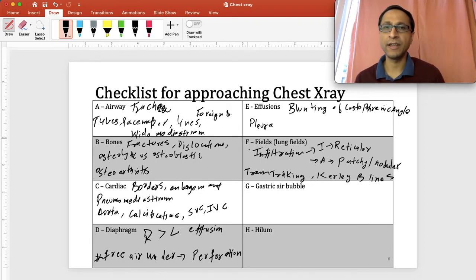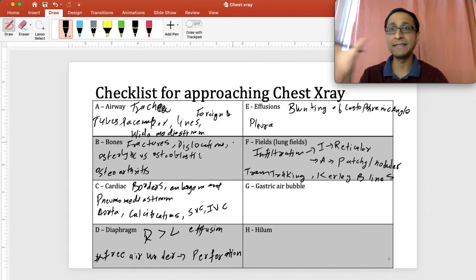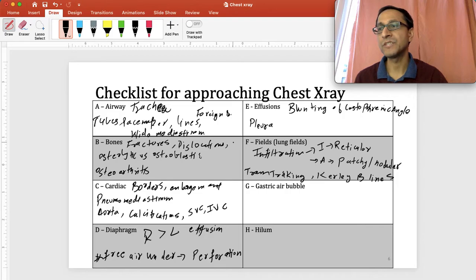G is for gastric air bubble. We saw that in one of the previous slides. Check that it's in the correct position, that it's on the left side and not the right side. Sometimes you can also find a hiatal hernia. So let me first write down gastric air bubble on the left side. Hiatal hernia.